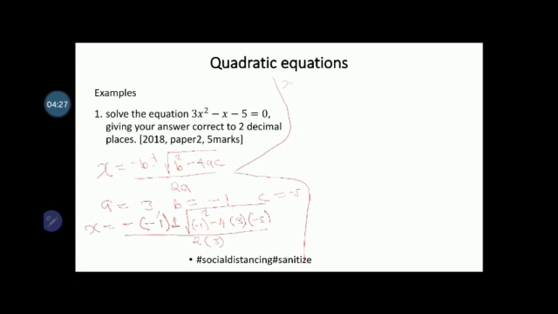So that we can have x is equal to negative times negative 1 will give us a positive 1, plus or minus the square root of negative 1 squared, which is positive 1. Negative 4 times 3 is negative 12. Negative 12 times negative 5 will give us a positive 60. Over 2 times 3, that will be 6. So we have 1 plus or minus the square root of 1 plus 60, which is 61. Then we get the square root.